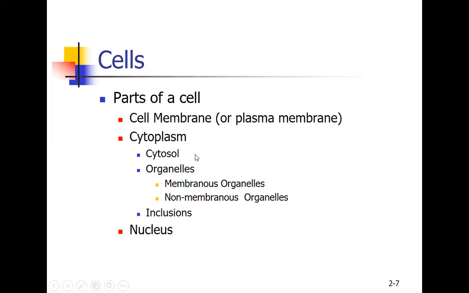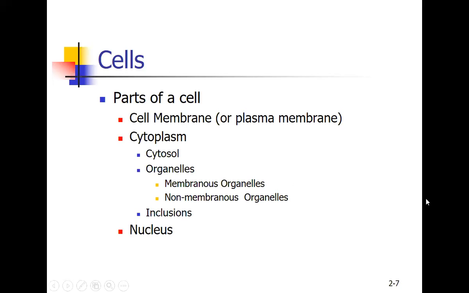Cytoplasm consists of three structures. One is the cytosol, the fluid which is floating within the cytoplasm. Then there are small organs, called organelles, like the nucleus itself, the mitochondria, rough endoplasmic reticulum, smooth endoplasmic reticulum. All these are called organelles. Organelles means small organs within the cell.